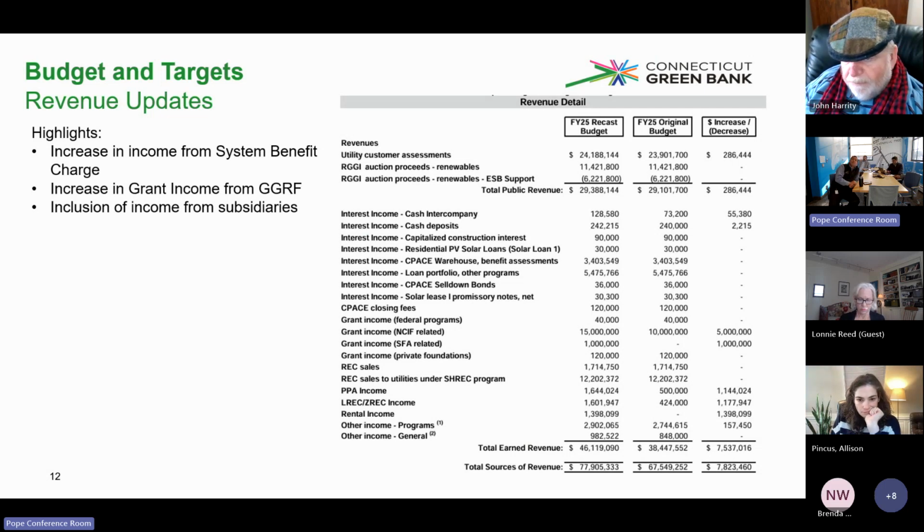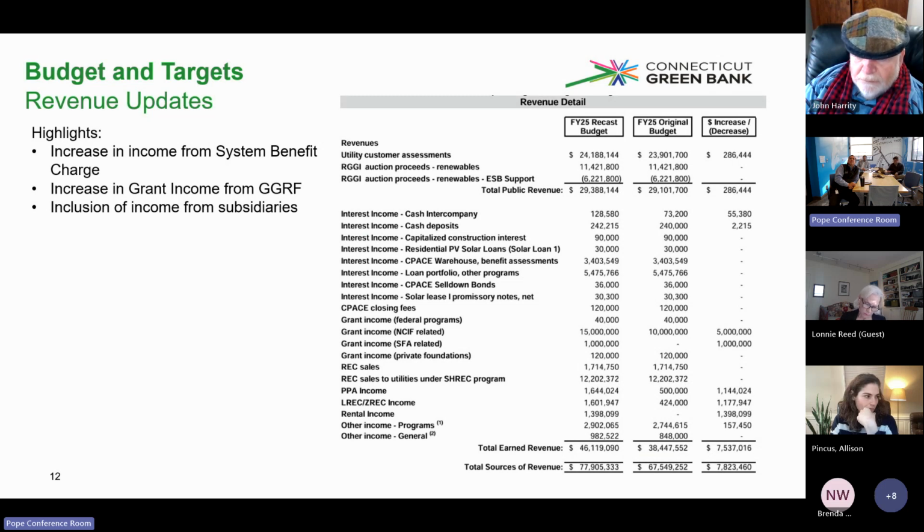The other two items to note on here, we have an increase in grant income, and that's because we're hoping to draw more rapidly on the money from the Greenhouse Gas Reduction Fund, noted here as NCIF related, the National Clean Investment Fund, and the Solar for All Fund, the two competitions from the GGRF that we won. So it's a $6 million increase. I'll talk about those accelerated draws a little bit later.